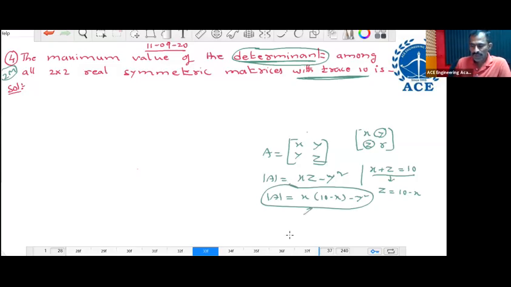Now here onwards, we follow our same method. According to the given data, we have written the function like this. Determinant is our function. We have to maximize this function. Right? It is the problem. So we are asked to find the maximum value of this determinant among all 2 by 2 real symmetric matrices with trace 10. Right? Okay, let us do the problem.